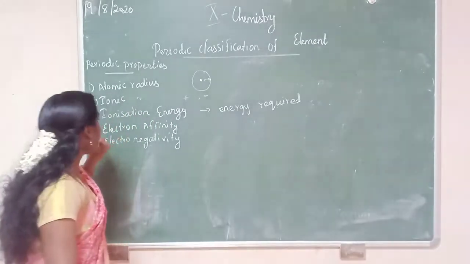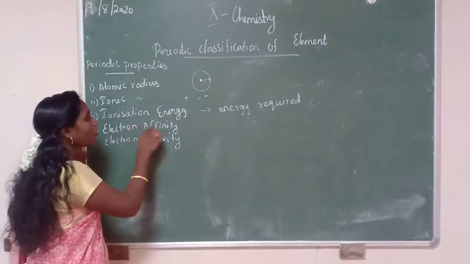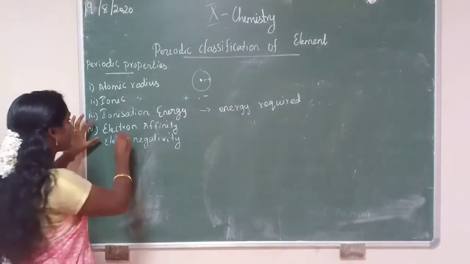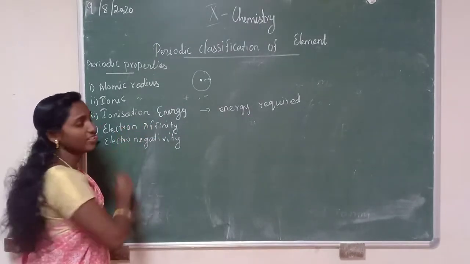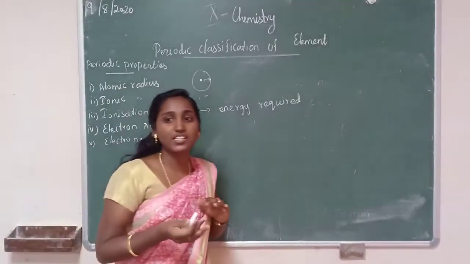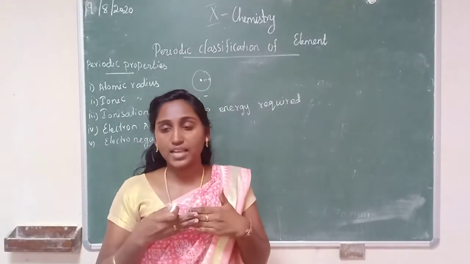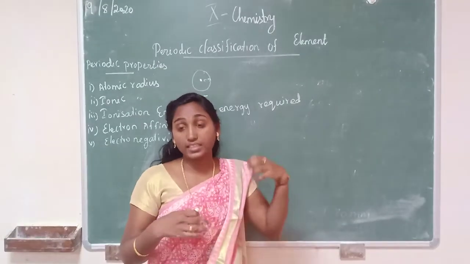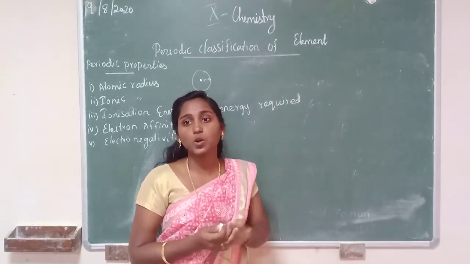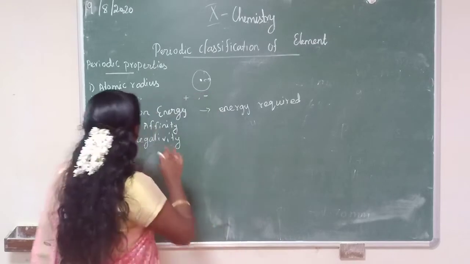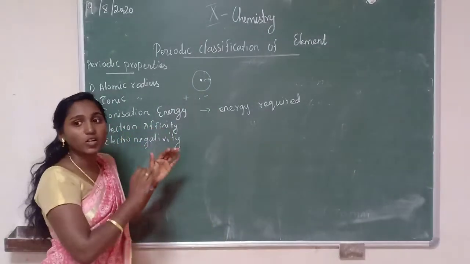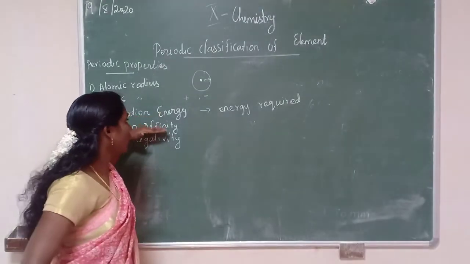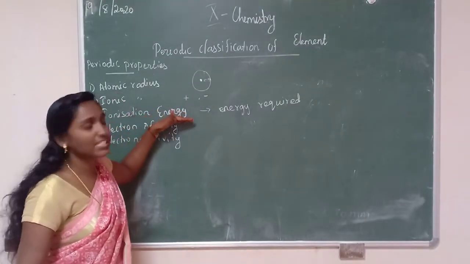Okay. Then today we are going to discuss electron affinity and electronegativity. Okay, first we can study this electron affinity. Electron affinity means electron attraction. That means one atom can attract the electron from another atom. Have you understood? So electron affinity means electron attraction. This electron affinity is just opposite to ionization energy.